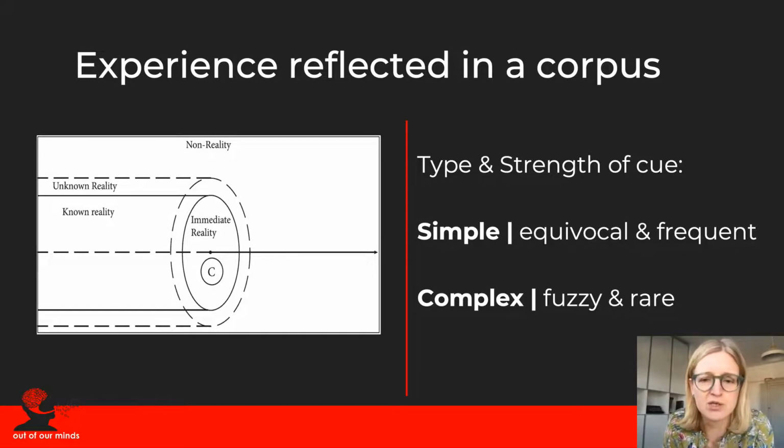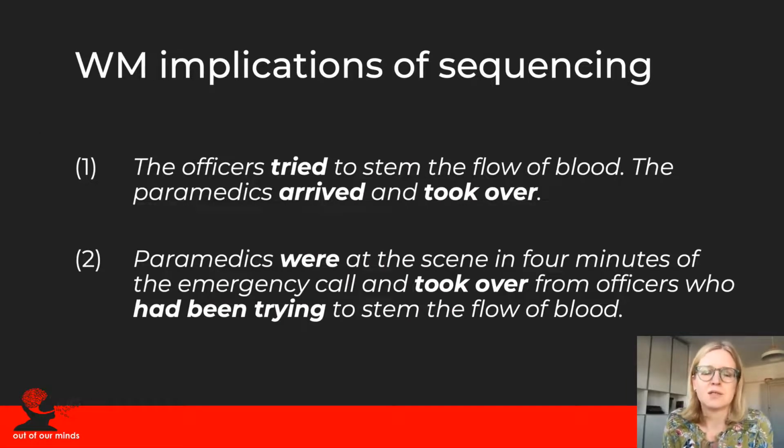Other tense aspect combinations either refer to unknown reality, which is uncertain, as is the case of the future, or they refer to conceptually complex temporal arrangements, such as events ending in the past before another past event commences. And these are cognitively demanding situations to conceptualize and express. Look at these 2 sentences, one taken from the BBC, the other one adapted. They express more or less the same thing. So the officers tried to stem the flow of blood, the paramedics arrived and took over.